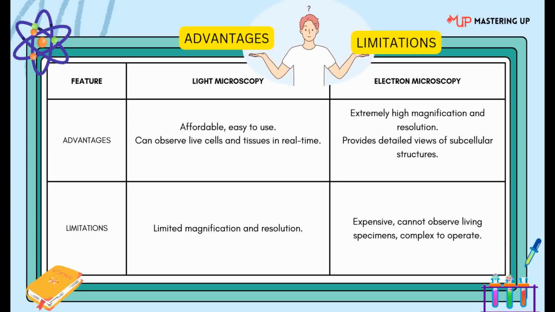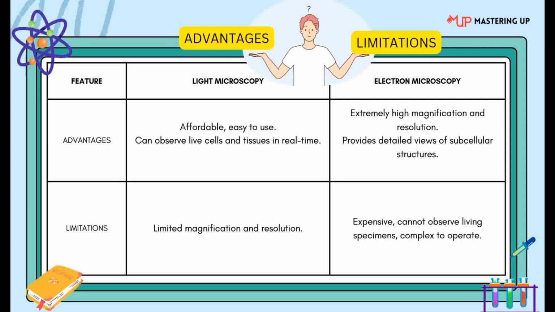Now let's look at the advantages and limitations of light and electron microscopy. Light microscopy is useful because it allows us to observe living samples like cells or small organisms in real time. It's easy to use and affordable, and the sample also doesn't need much preparation. However, it has its limitations. It can't zoom in much, so we can't see tiny details like viruses or the structure of small cellular organelles.